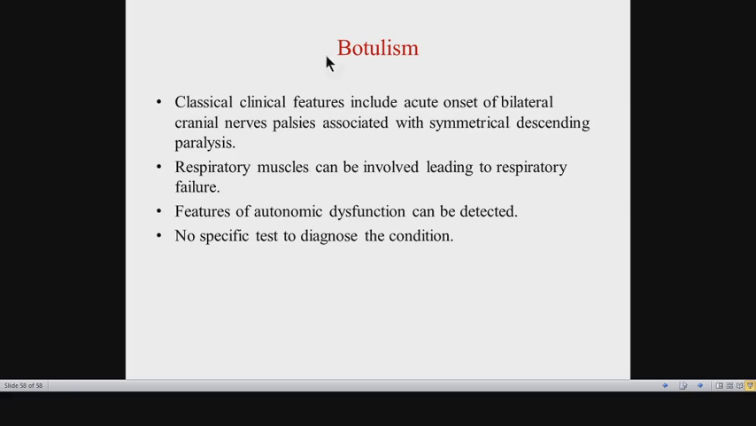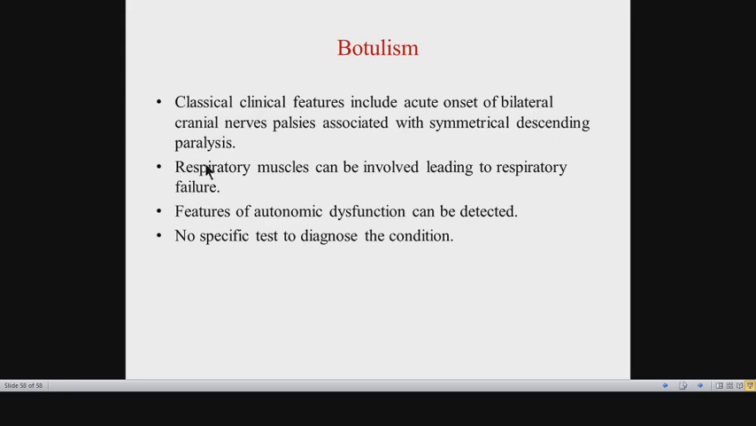Along with that, it's characterized also by bilateral cranial nerve palsies. يعني there is bilateral weakness in the muscles supplied by the cranial nerve. They are bulbar muscles, وبالتالي it can lead to bulbar palsy. Also, it can lead to bilateral facial weakness. We mentioned botulism as a differential diagnosis of bilateral facial weakness. ممكن to lead to bilateral ptosis, for example. فيبقى characteristic features are bilateral cranial nerve palsies associated with symmetrical descending flaccid paralysis.